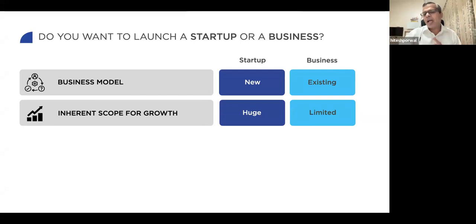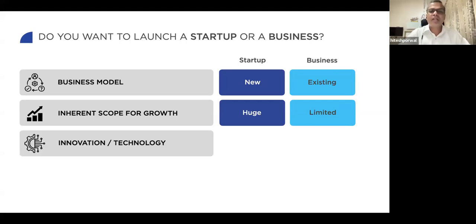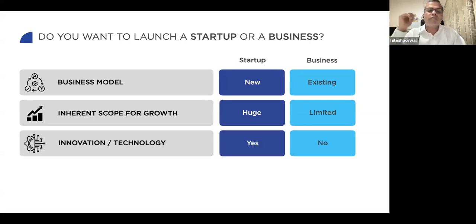If you have it online, then yes, you have a better scope. But generally a startup has a huge scope for growth, whereas the scope for growth for a business is generally limited. There are exceptions there, I'm not denying that. A startup almost always involves innovation. I'm going to talk about creativity and innovation in the next slide. So they almost always involve some innovative idea, some technology.